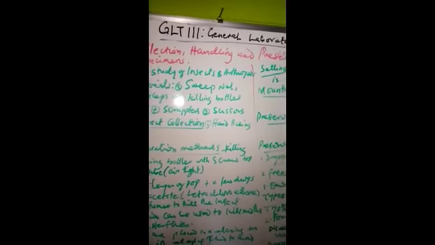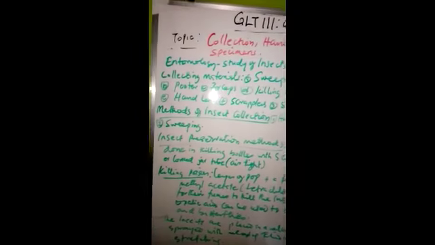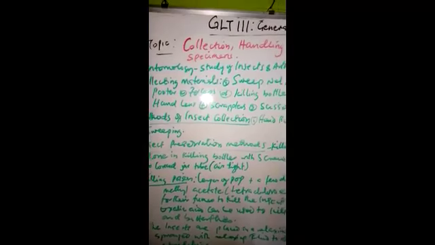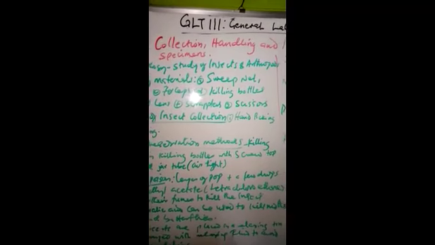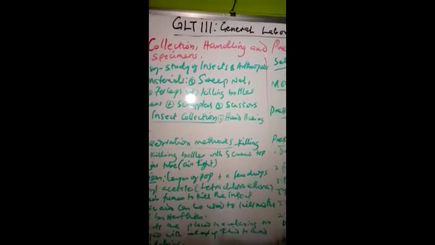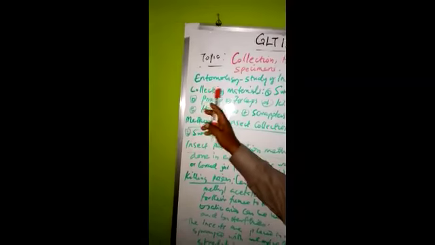Now, entomology is the study of insects and arthropods. Know that the study of insects and arthropods is called what? Entomology. So collecting, handling, and preserving insects is a branch of what? Entomology. Now, what are the collecting materials that we have? What are the materials used for collecting insects?